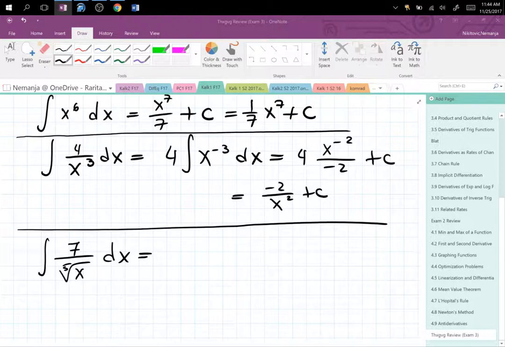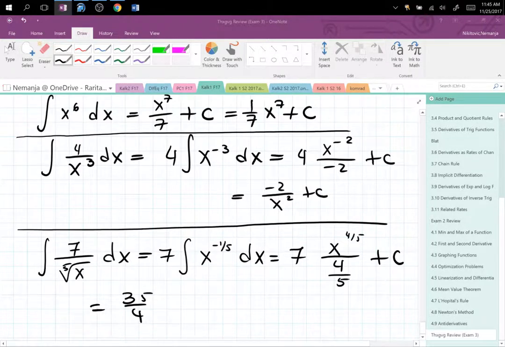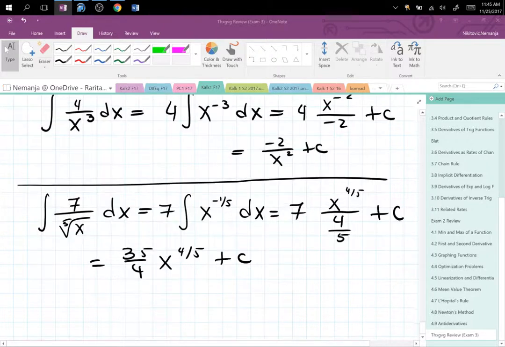What should I write? 7 integral? Yes. X to negative 1 over 5. So now we do plus 1 everywhere. So it's x, when you do plus 1 you get 4/5, over 4/5 plus c. And now you fix the coefficient. So that's going to be 35 over 4 x to the 4/5 plus c. Nice.